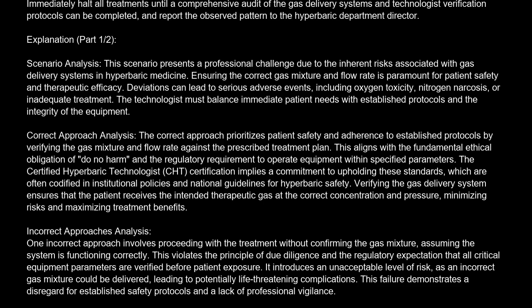Incorrect approaches analysis. One incorrect approach involves proceeding with the treatment without confirming the gas mixture, assuming the system is functioning correctly. This violates the principle of due diligence and the regulatory expectation that all critical equipment parameters are verified before patient exposure. It introduces an unacceptable level of risk, as an incorrect gas mixture could be delivered, leading to potentially life-threatening complications. This failure demonstrates a disregard for established safety protocols and a lack of professional vigilance.